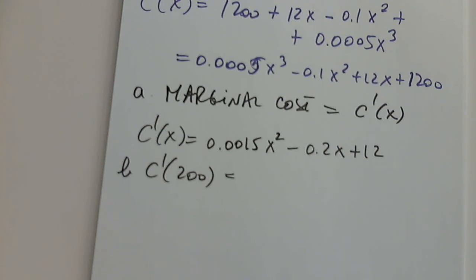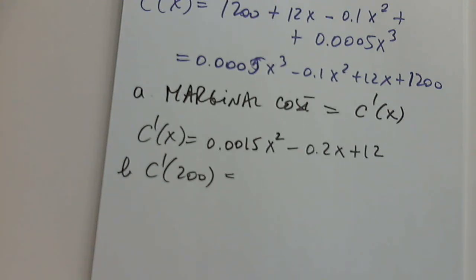And then the derivative also, I'd like to have it in there. 0.0015x squared minus 0.2x, and then plus 12. Of course, I have to go back into table set, because as you know, it's always going back to the default. And at this time, I'm only asked to find c prime of 200.